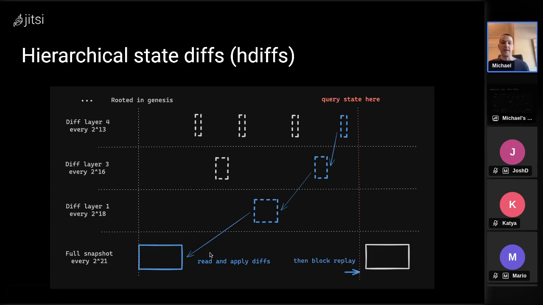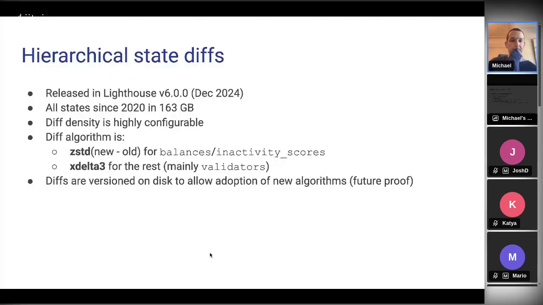So that's hierarchical state diffs. We released that in Lighthouse in version 6, which went out in December 2024, just a couple of months ago. This results in us being able to store all the states since 2020 in 163 gigabytes. I checked my node yesterday, and that's how much it was using.